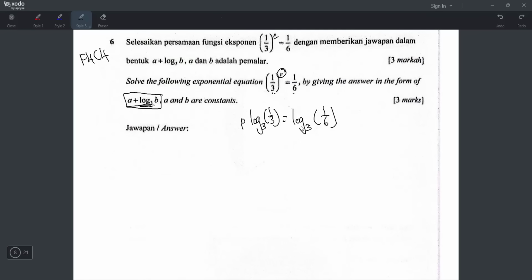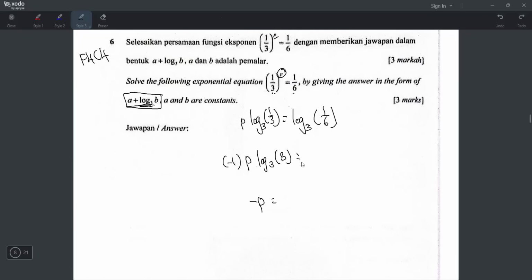Now what will I do next? Log 1/3 base 3, I can solve this. This is negative 1, because 1/3 is actually 3 power negative 1. And the power you can bring to the front. When you put it in front, it becomes negative 1 times P. And then the log 3 can cancel, so you are just left with negative P here.